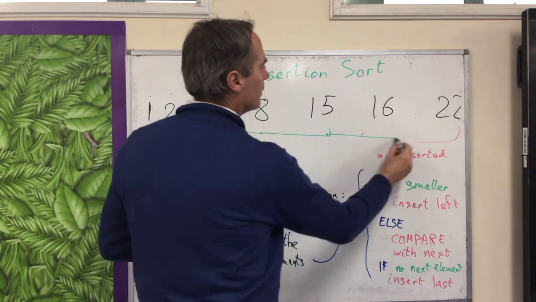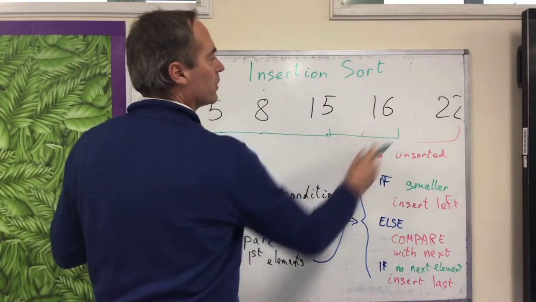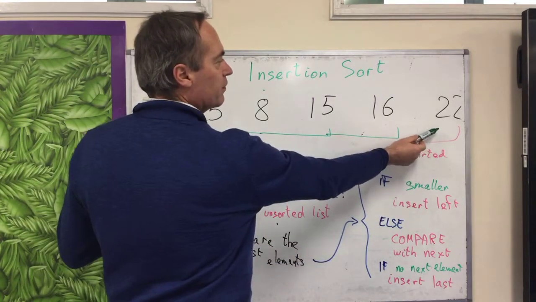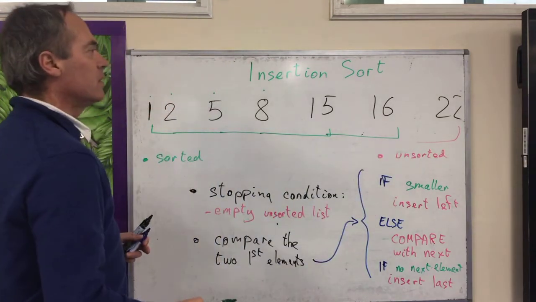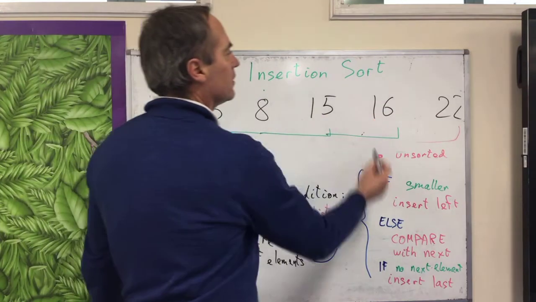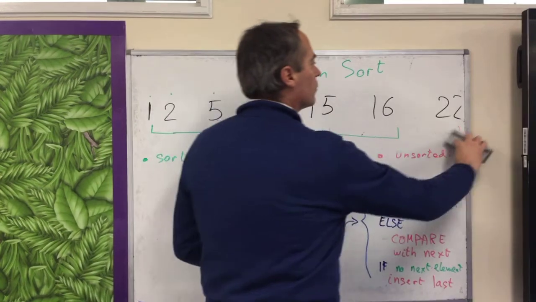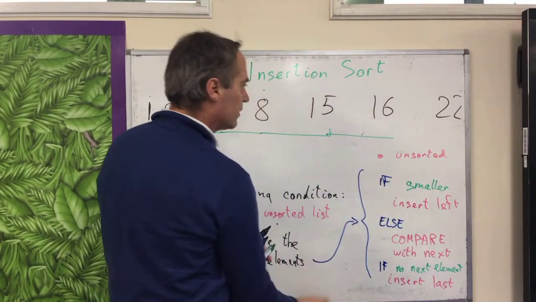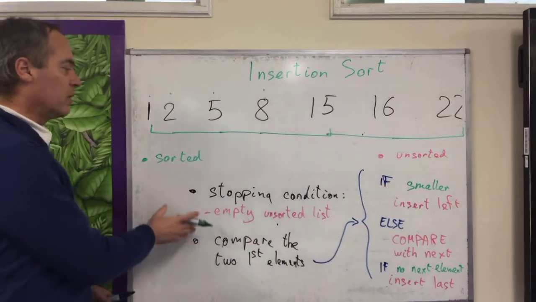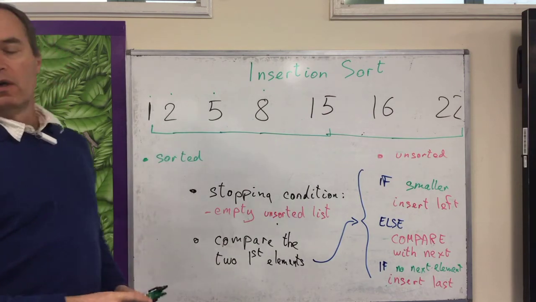I'm almost at the end there, but the algorithm would not know that. The algorithm cannot see what we're seeing there with the colors. The first element of the unsorted list is 22, which is bigger than 1, 2, 5, 8, 15, 16, so it goes last. And in doing so, my unsorted list is now empty, which is the stopping condition for this algorithm. So we stop there with our sort finished.